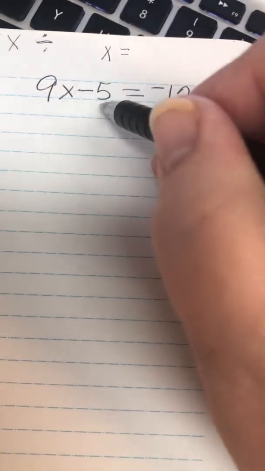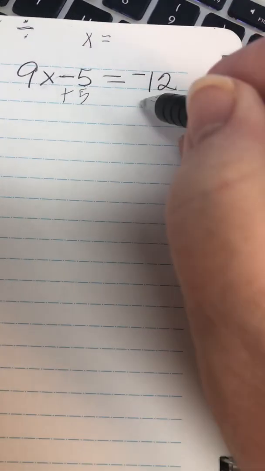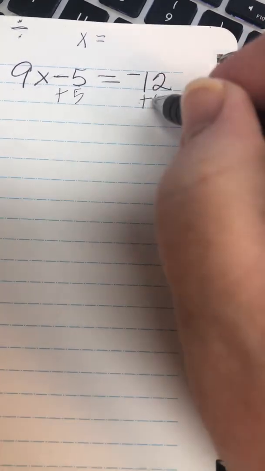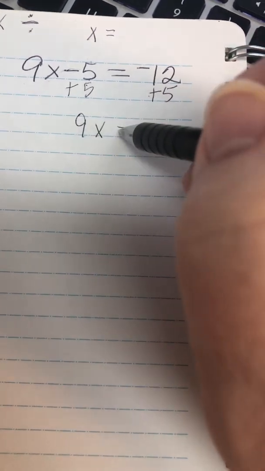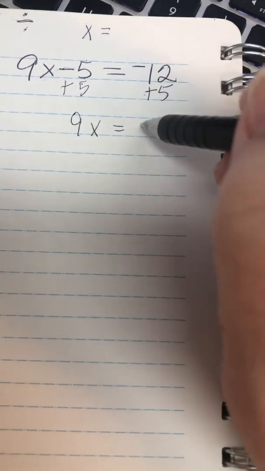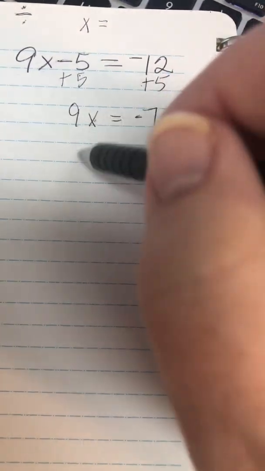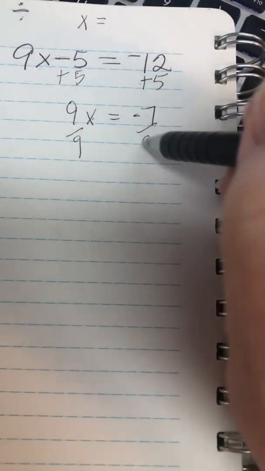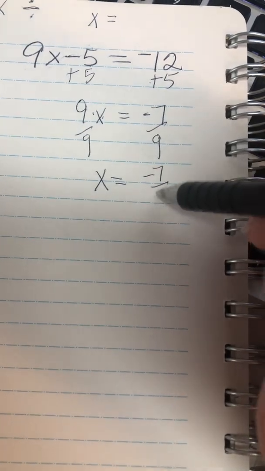And so here, we're going to get rid of the 5. Since it's being subtracted, we're going to add it. And now we're going to make sure we do it on both sides. So that cancels this out. We have 9x. And then we have negative 12 plus 5, which is negative 7. And again, to get the x alone, we're going to now divide by 9 on both sides. Because it's currently being multiplied by 9, so we're going to do the opposite, divide by 9. And so negative 7/9.